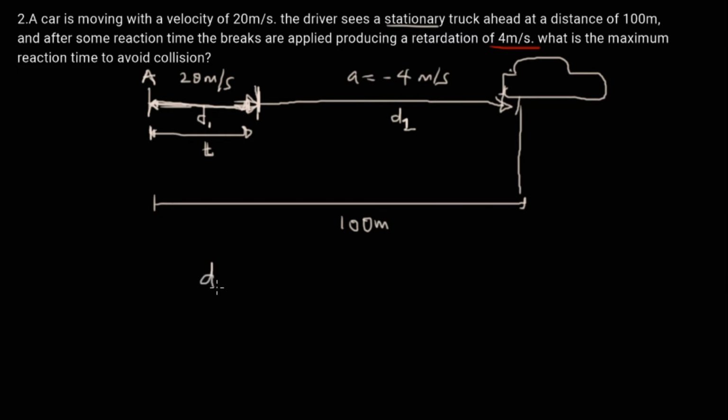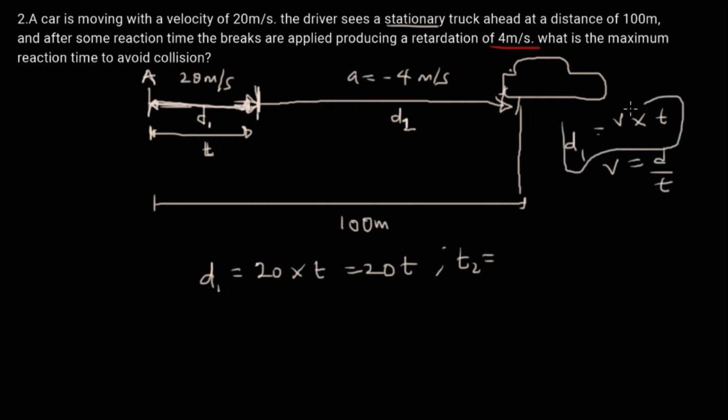To find d1, we can say d1 is velocity times time, which is 20 multiplied by the reaction time, and of course that is 20t. From the formula, velocity equals distance upon time, so I made d the subject of the formula, d equals velocity multiplied by time. To find d2, it will also be velocity times time, but in this case we don't have velocity, we only have acceleration. So we can make use of the equations of motion to find d2.